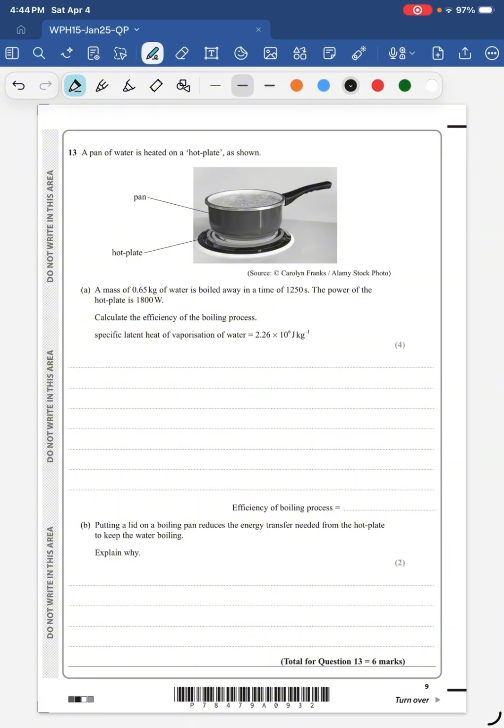Okay, so the first step is to find the energy needed to boil this. So this will be the mass of the liquid times the latent heat. So 0.65 kilograms times 2.26 times 10 to the 6, which yields 1,469,000 joules.